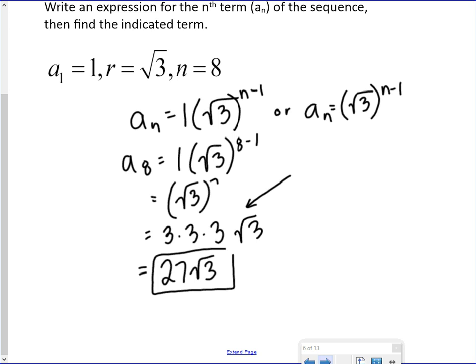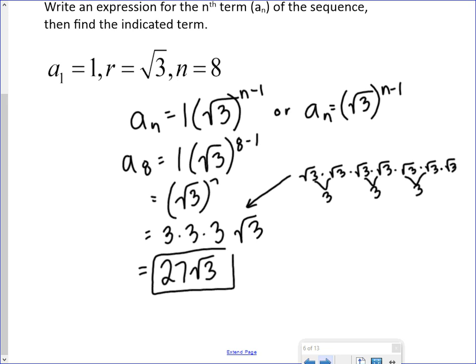I'm shortcutting this. Right? This is 3. This is 3. This is 3. So you should be able to get exact values if you have a radical square ratio.